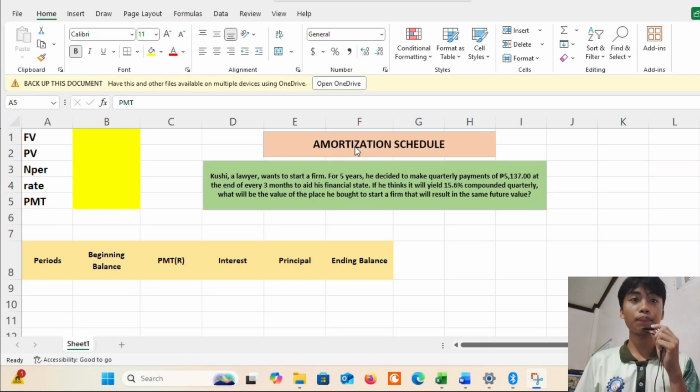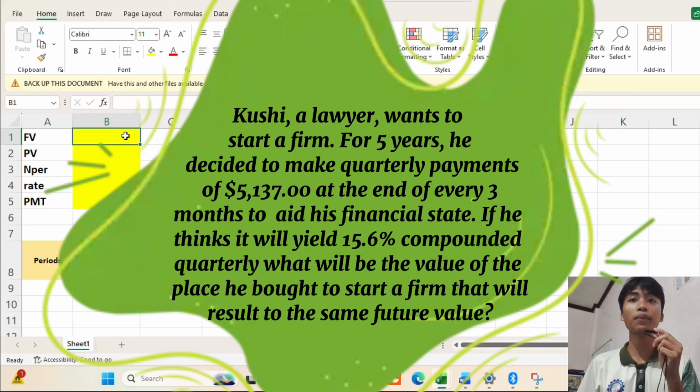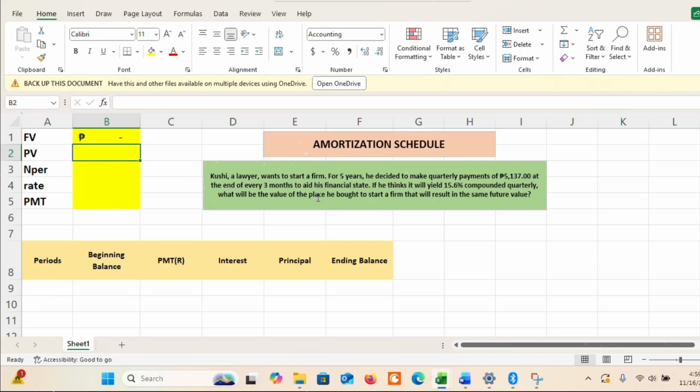So let's have an example of an amortization schedule. Here is our sample problem. Kushi, a lawyer, wants to start a firm. For 5 years, he decided to make quarterly payments of 5,137 pesos at the end of every 3 months to aid his financial state. If he thinks it will yield 15.6% compounded quarterly, what will be the value of the place he bought to start a firm that will result in the same future value?